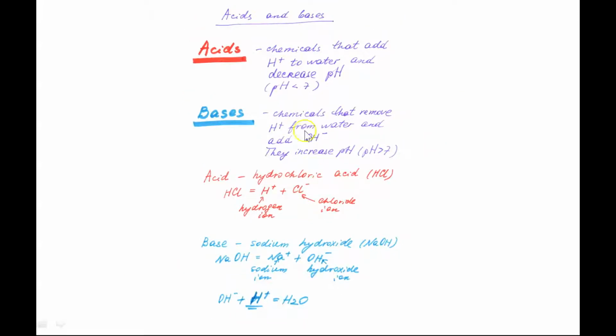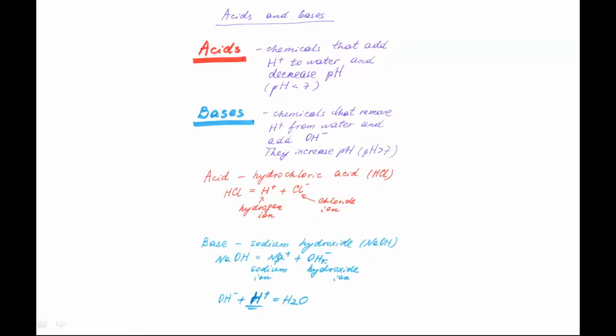If we have more hydrogens in the water, that means that the pH will go down. So hydrochloric acid will make the pH less than 7, and you can see that hydrochloric acid complies with this definition of acids because it is a chemical that adds hydrogen ions to water and decreases pH. So this is our hydrochloric acid.